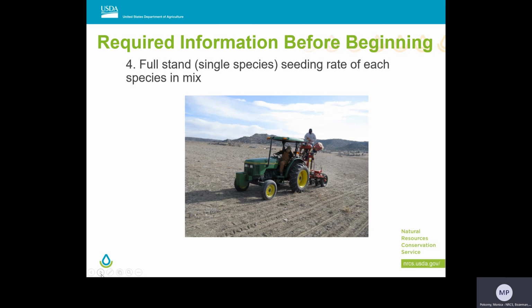The fourth piece of required information before we begin a seeding is the full stand seeding rate of each species. This number is the basis for making almost all additional seeding calculations. It is typically based on sowing a target number of live seeds per unit area. If you know the rules of thumb for the target number of seeds per desired unit area, you can easily calculate the full stand seeding rate of any species.